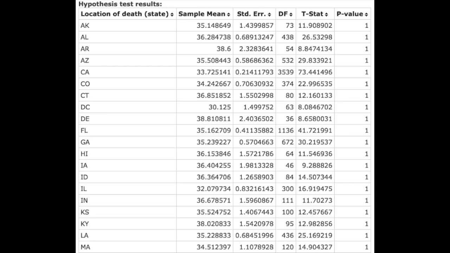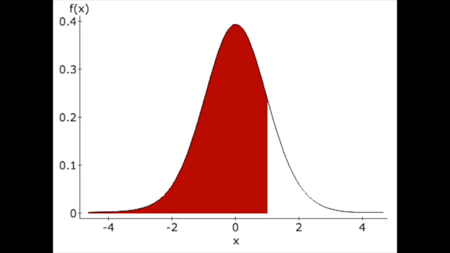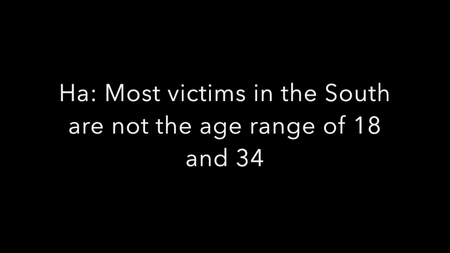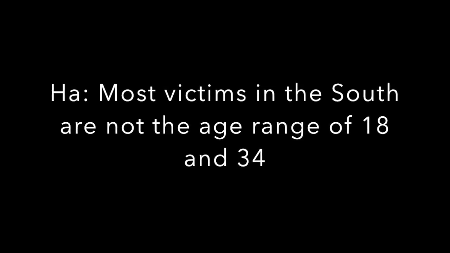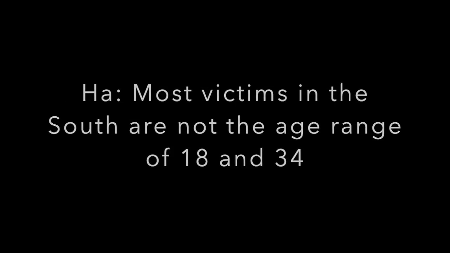We use this percentage as a baseline in order to conduct a statistical analysis on the data to find its p-value of 1.0, and using the significance value of 0.05, we concluded that the p-value was in the rejection region, and therefore we reject our null hypothesis and accept our alternative hypothesis, stating that the majority of victims from the South were in fact not between the age range of 18 to 34.